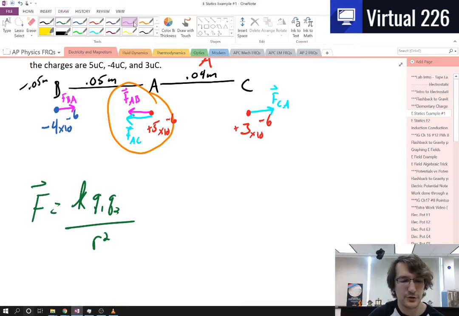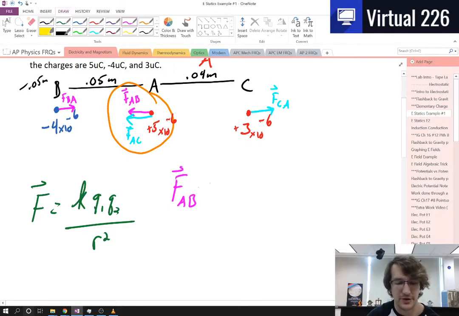So let's first just do this for the force on A due to B, which is the same as B to A, just opposite directions. So we know this is going to be K, which is 9 times 10 to the 9th newton meter squared per coulomb squared. And then we'll make Q1 charge A, so that's going to be 5 times 10 to the minus 6th, because that's microcoulombs there.